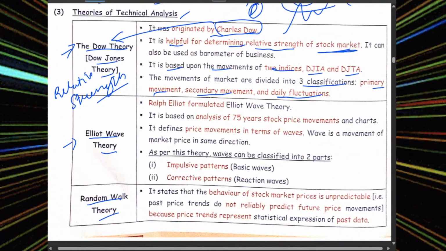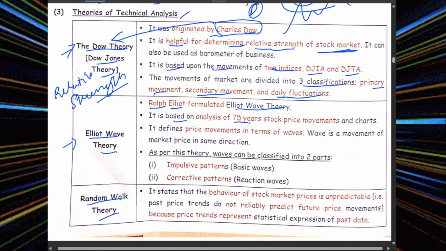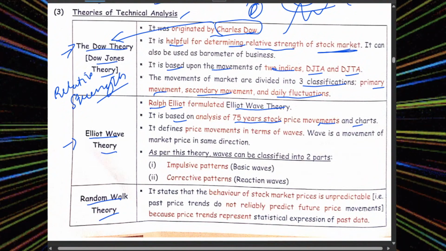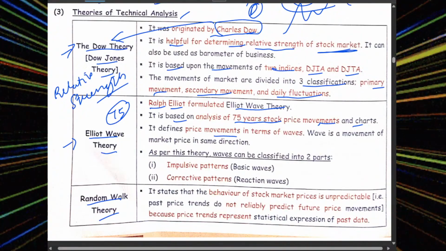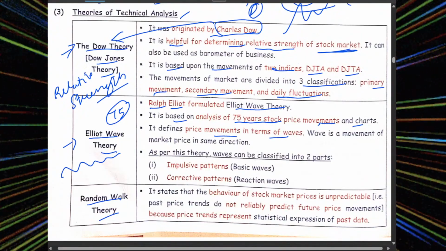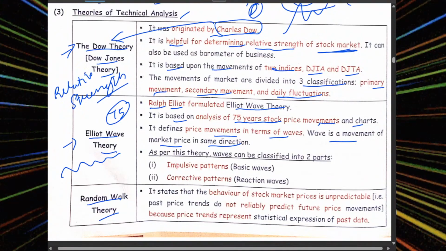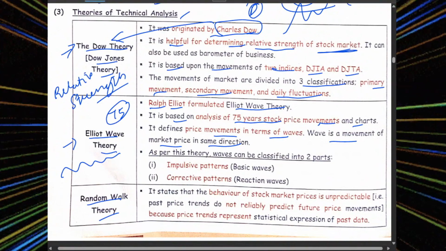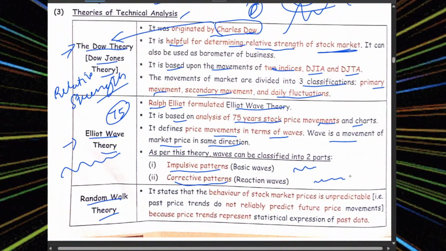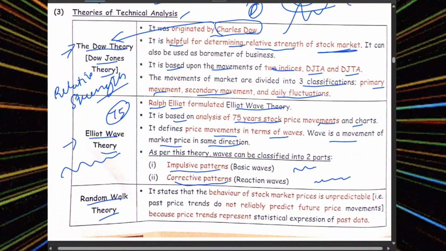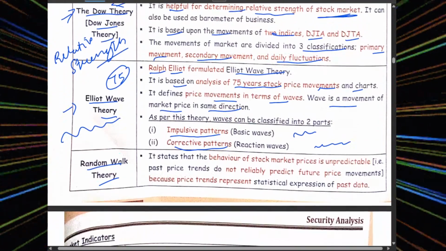Elliott wave theory. It was formulated by Ralph Elliott. It is based on analysis of 75 years of stock price movements and charts. So 75 years of data has been used to find Elliott wave theory. It defines price movement in terms of waves. The wave movement of the market price is in the same direction. As per this theory, waves are classified into impulsive pattern, basic wave, and corrective pattern, reaction wave. So there are two types of waves used to find whether the market is impulsive, basic, or reactive. You can find this with Elliott wave theory.